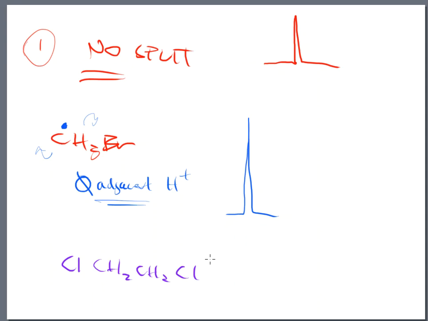What if we have something that looks like this? This is also no splitting, and this is why. So if we take a look at the structure and we do what we've always done, I'm going to ding dong the molecule. So we're going to ding dong right there, and that is a signal. And then if I move on to the next carbon, I don't ding dong that one, and the reason is because they are equivalent.